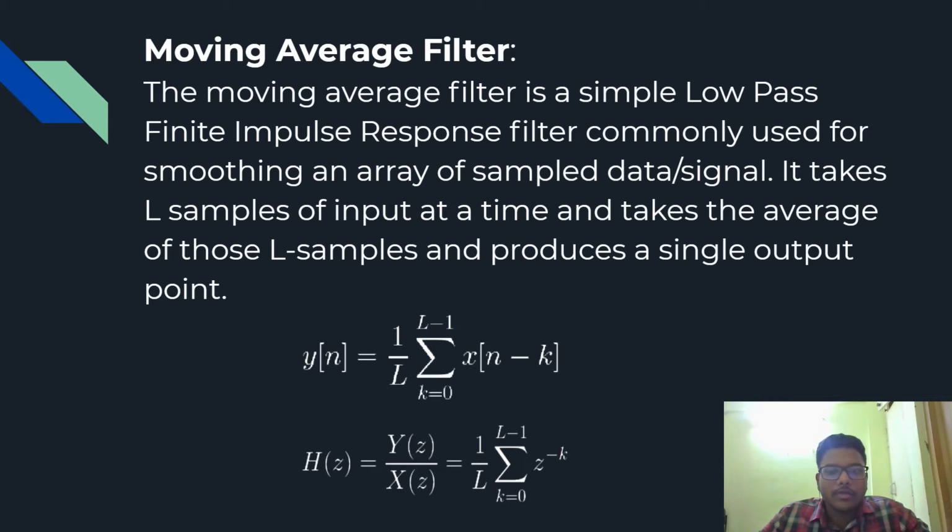The moving average filter is a simple low pass finite impulse response filter commonly used for smoothing an array of sample data or signal. It takes L samples of input at a time and takes the average of those L samples and produces a single output point. From the equation, we can understand that y of n is equal to 1 by L sigma k is equal to 0 to L minus 1 x of n minus k.